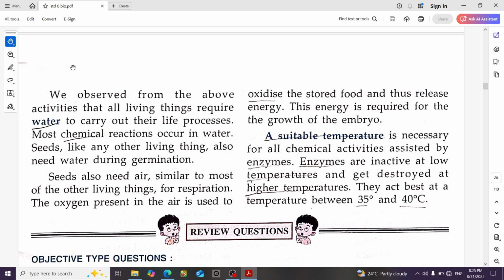They also need air to respire. Of course, they are living things. Oxygen should be present and a suitable temperature. It should not be very high. It should not be very cold. So around 35 to 40 degrees is the favorable temperature for these plants to grow. Enzymes are certain chemicals which help in the growth of the plants.